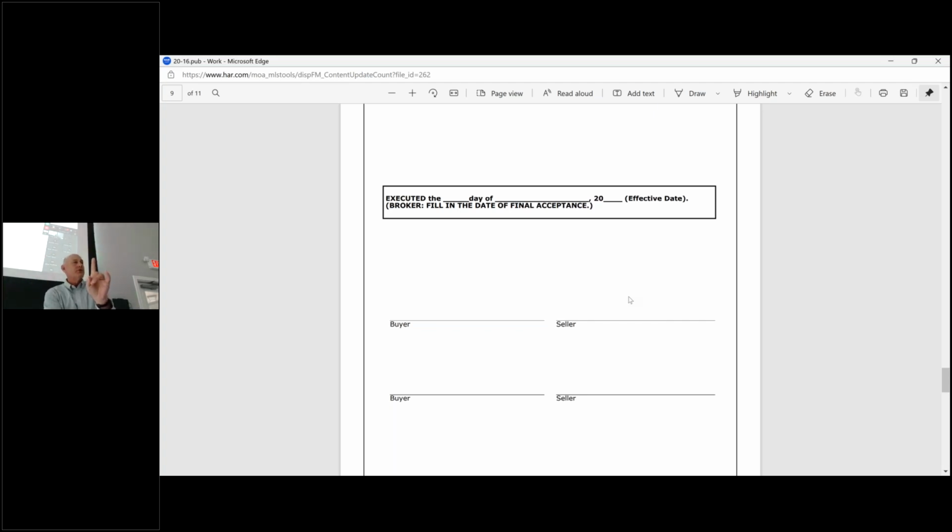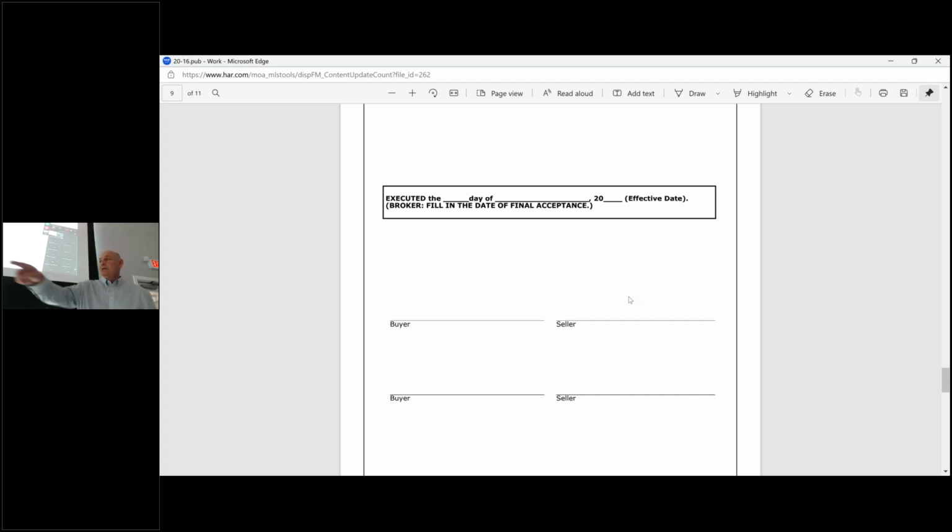What triggers the effective date for this contract? When it's transmitted to the buyer. It's those two together. Listen carefully. The contract is effective when all parties have signed and all parties have been notified that all parties have signed.